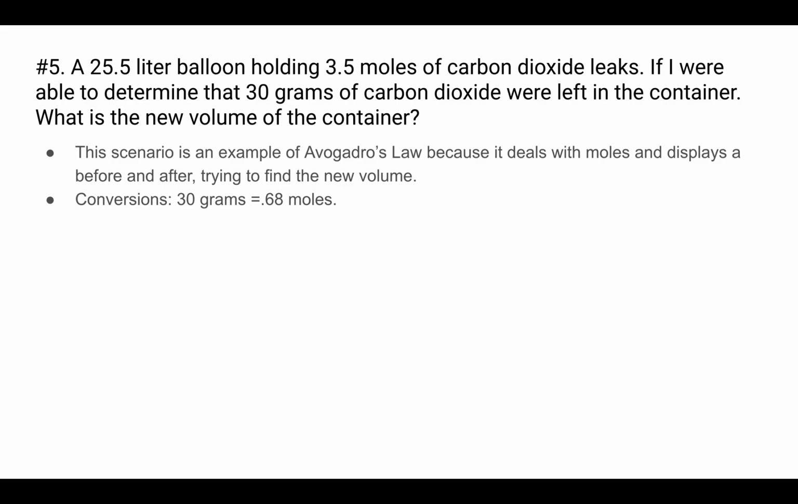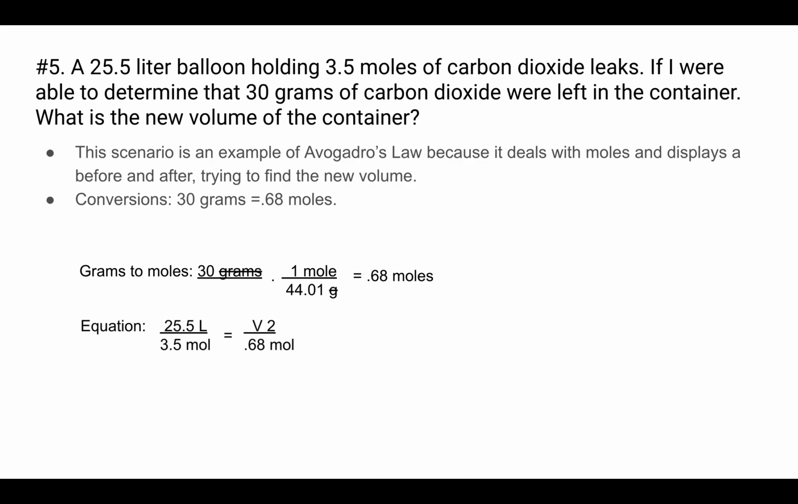So the conversion would be from 30 grams to 0.68 moles, and this is how we did it, to go from grams to moles. You would divide 30 grams over 44.1, which is the molar mass of carbon dioxide, and you get 0.68 moles.